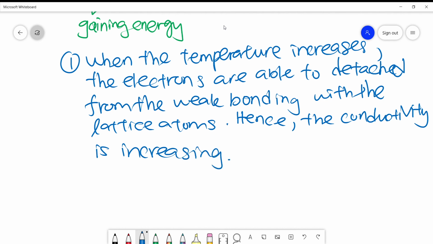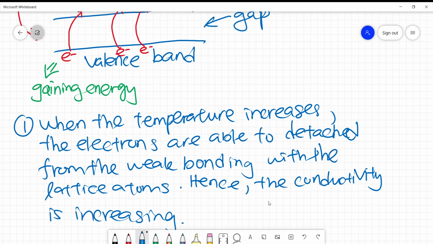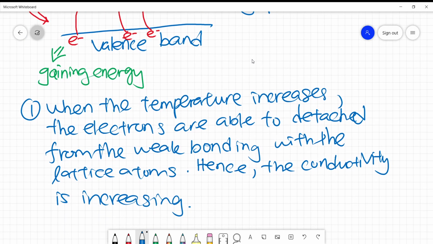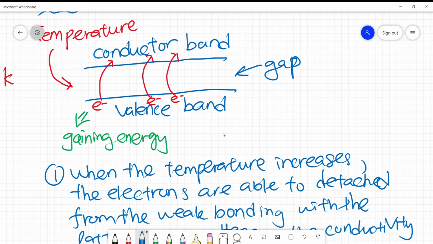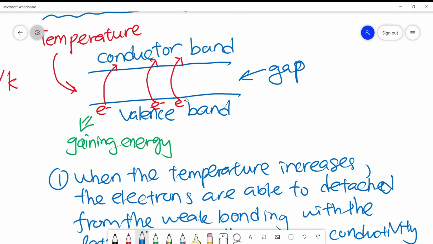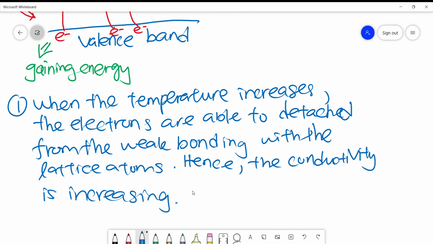So this is the concept that I discussed just now. When the temperature increases, the electrons are able to detach from the weak bonding with the lattice atoms and gain energy, and hence the conductivity is increasing. From this diagram, when the temperature is supplied, the electron gains energy and will eventually jump from the valence band to the conduction band. So this is the concept for the semiconductor.